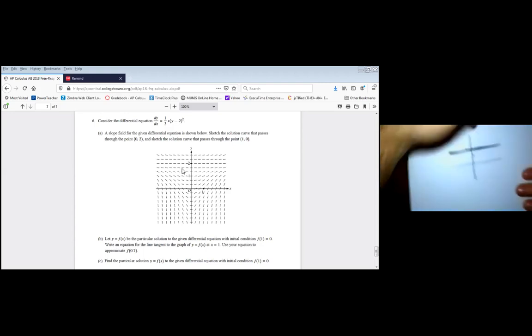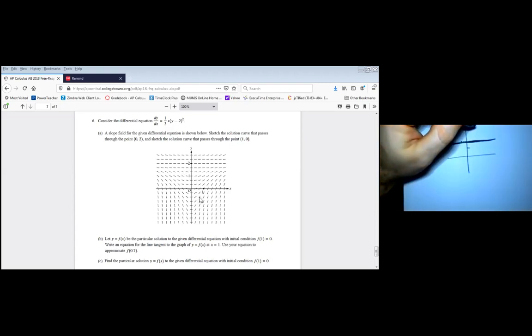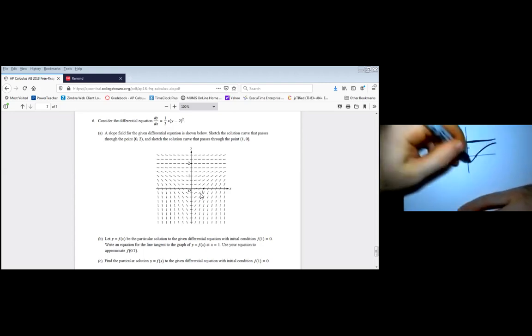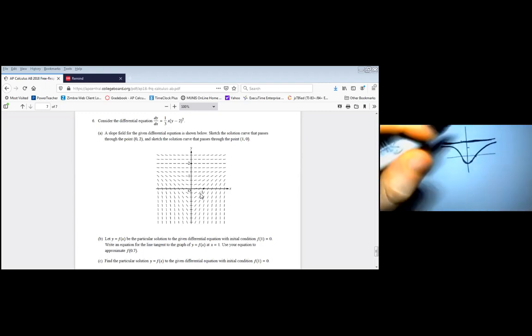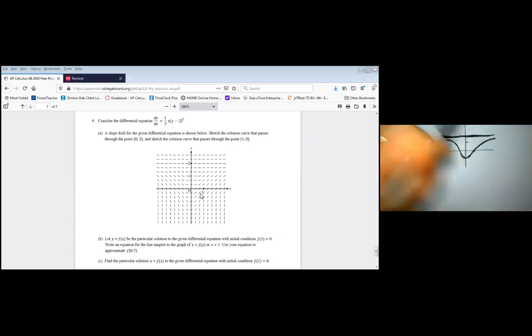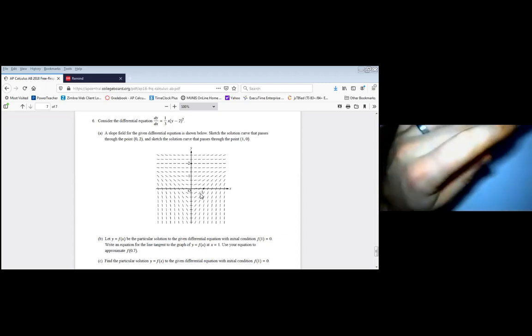And it also wants us to do the solution curve at 1, 0. I can't draw this exactly, but you basically want to follow those slopes and you would get something that looks like that. If you just kind of connect the dots, you would just highlight those 2 areas that I have right there. Okay, that's really all they're asking for.